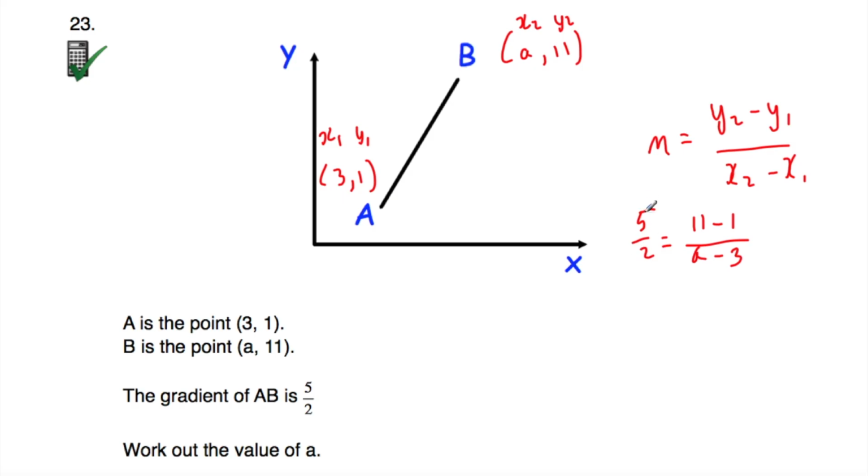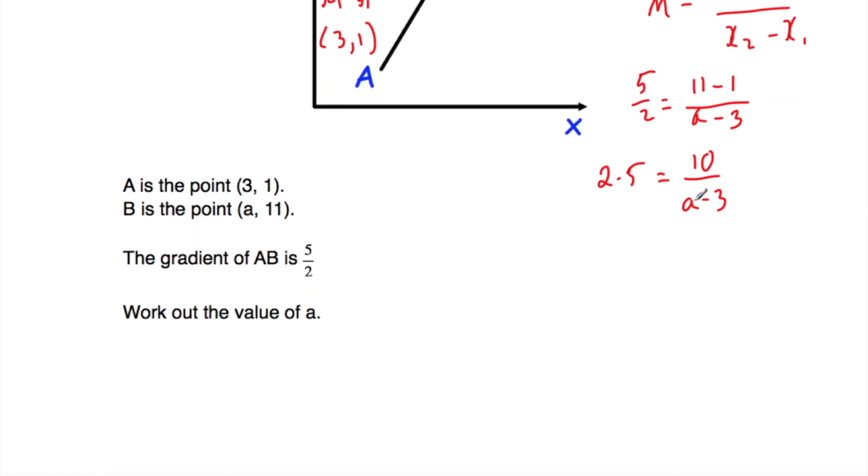So what I'm going to do here is, well, 5 divided by 2, it's a calculator question, you can just work it out. Half of 5 is 2.5, so we've got 2.5 is equal to, and then we've got 11 minus 1, that's equal to 10, over a minus 3. So I've just done two things there. I've changed that fraction to a decimal, just because it's going to be a bit easier when we expand the brackets in a minute. And then also I've worked out what the numerator is going to be, because 11 minus 1 is equal to 10.